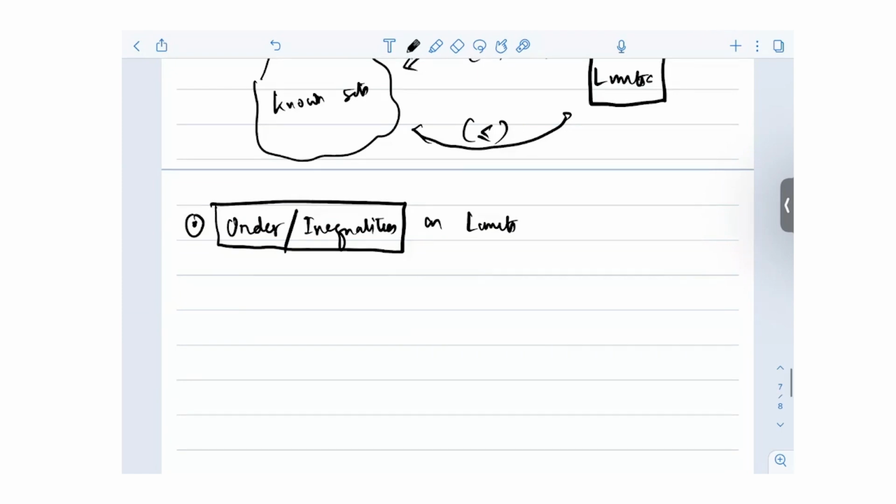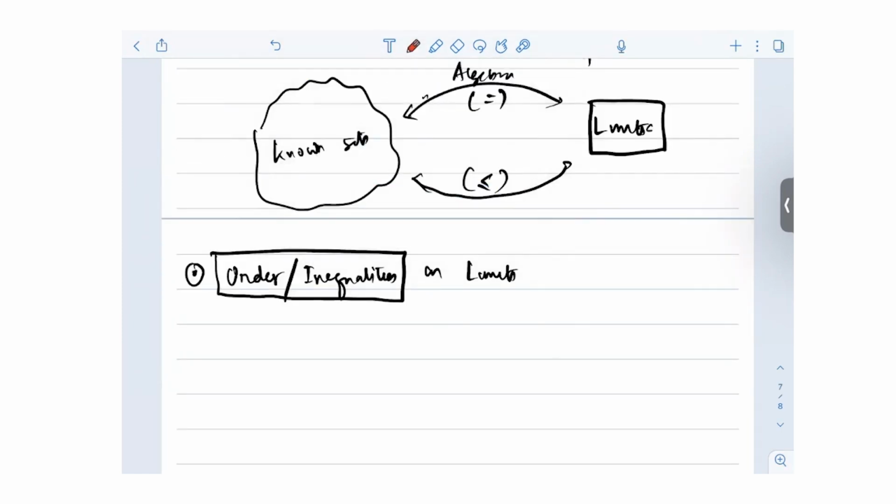Essentially, we are comparing known limits, and this is very interesting. This is how our mind works. We have a known set of knowledge, and we use that and compare it to find new limits. The comparison can happen by the algebra of limits, the equality case, or the inequality case.